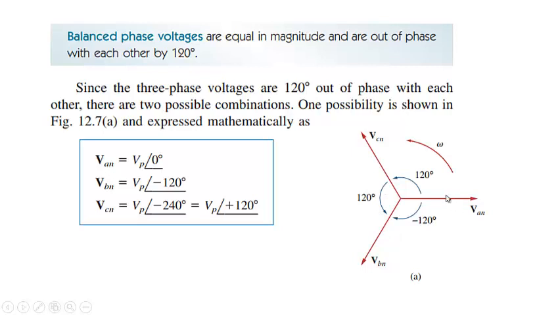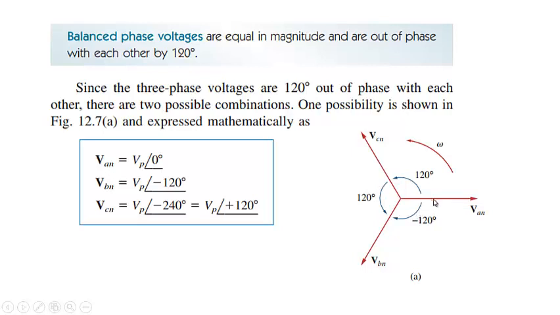If we go in the same direction, that is clockwise direction, and we encounter A, C, and B, in that case, it is a negative phase sequence. In both the cases, you will see that the phase voltages are balanced. They will sum up to 0. They are equal in magnitude and displaced by 120 degrees, but their phase sequence is different.